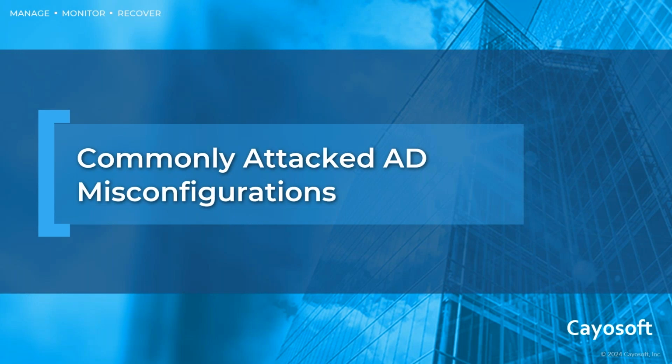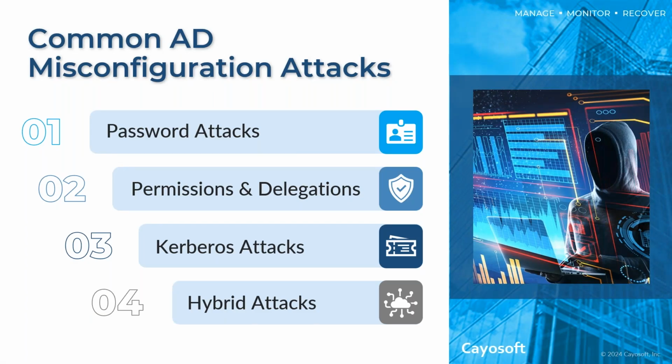So what are some of the commonly attacked AD misconfigurations inside of these environments? Let's take a deeper look. Common AD misconfiguration attacks. The first one, password attacks, we'll do a deeper dive on. Then we'll look at permissions and delegations, and then we'll dive into Kerberos attacks. And then lastly, we'll close out with hybrid attacks when we're looking at these misconfigurations. So let's look at password attacks.